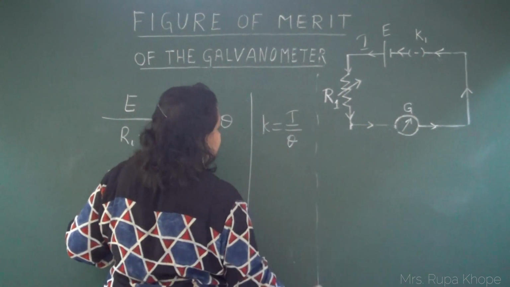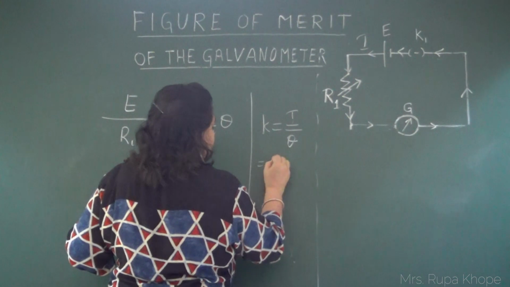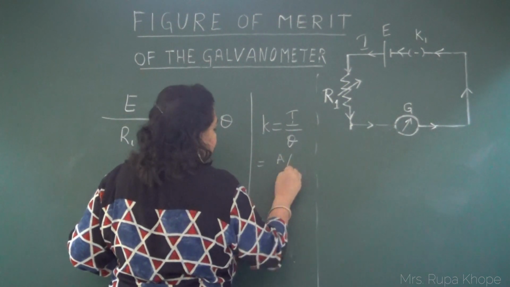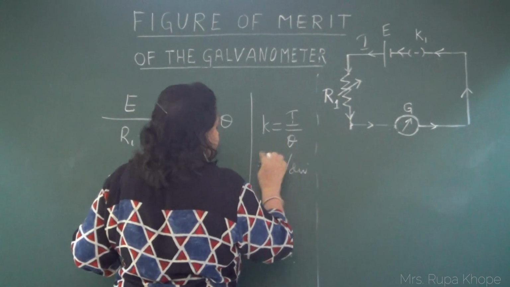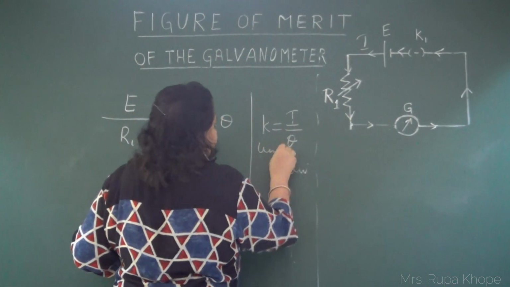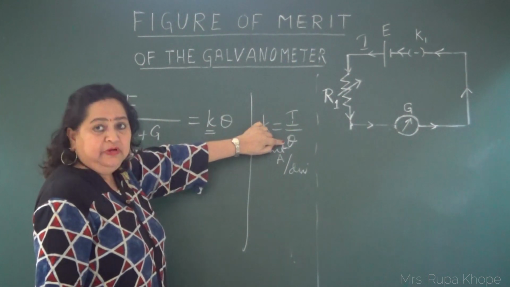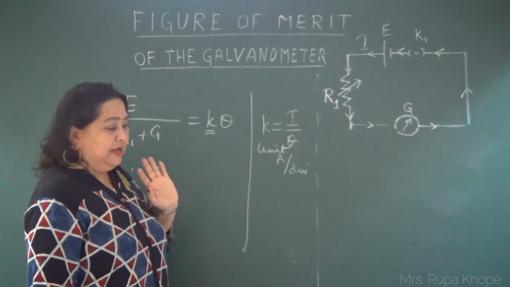So what is the meaning of that? Current upon theta. Current is in ampere, that is the unit, and theta is divisions. So this is the unit. How will you define it? Amount of current per unit division is the figure of merit.